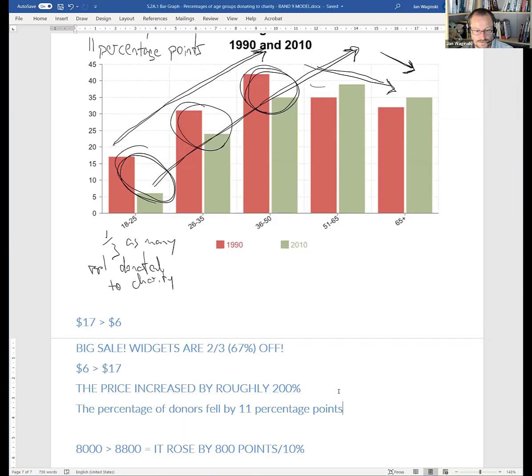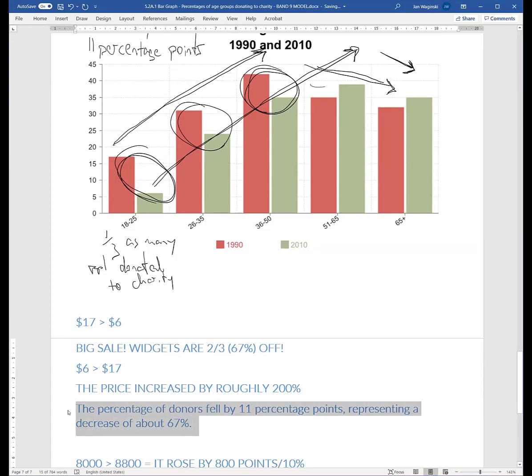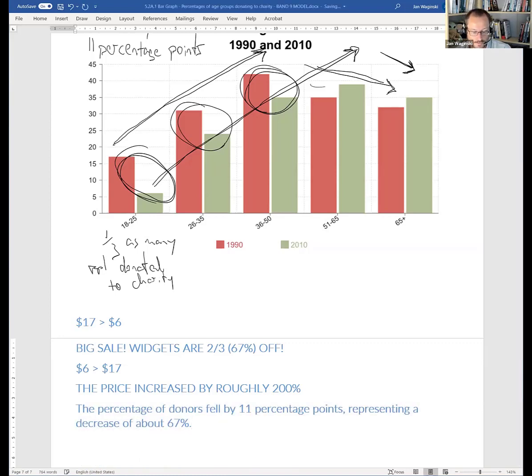Okay, so you'd say 11 percentage points. You could say something like representing a change of, or representing a decrease of about 67%. If it went the other way, let's say it went from 16% like we have now to about 30%.